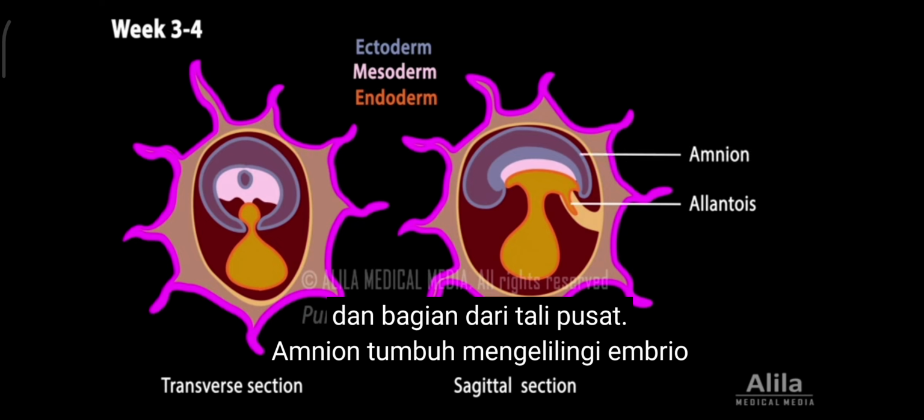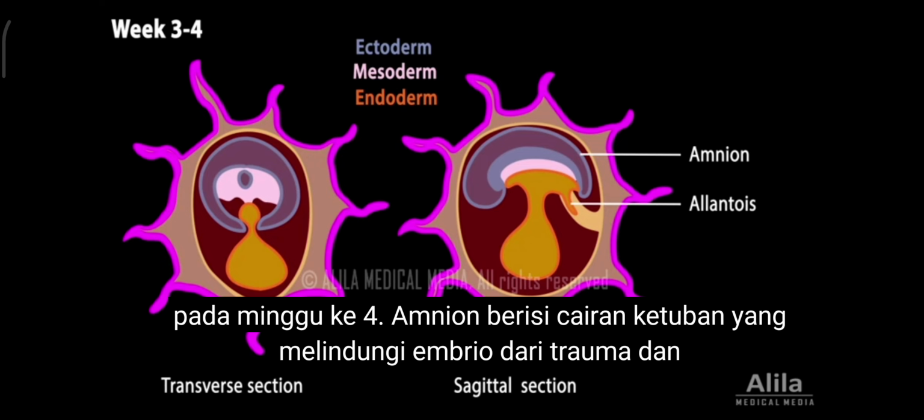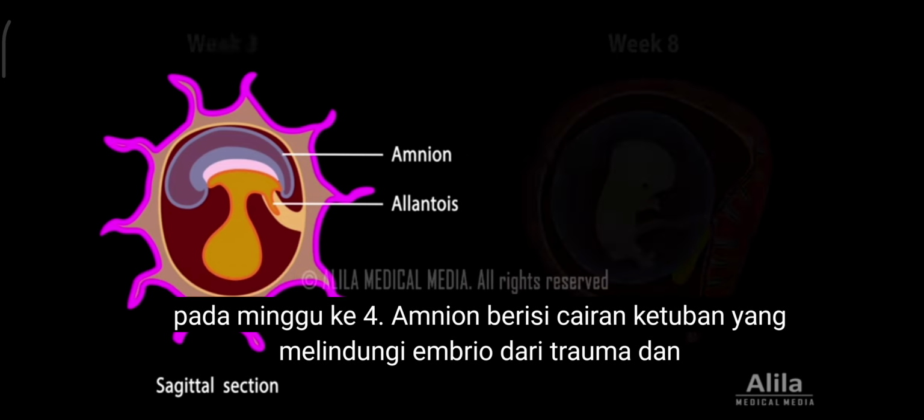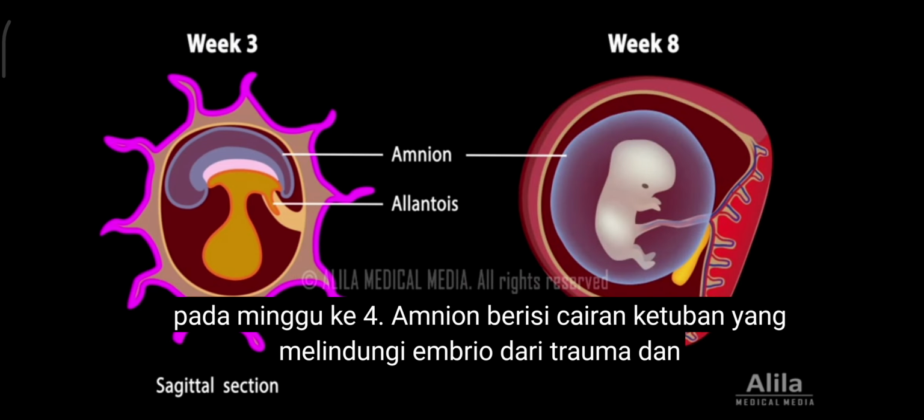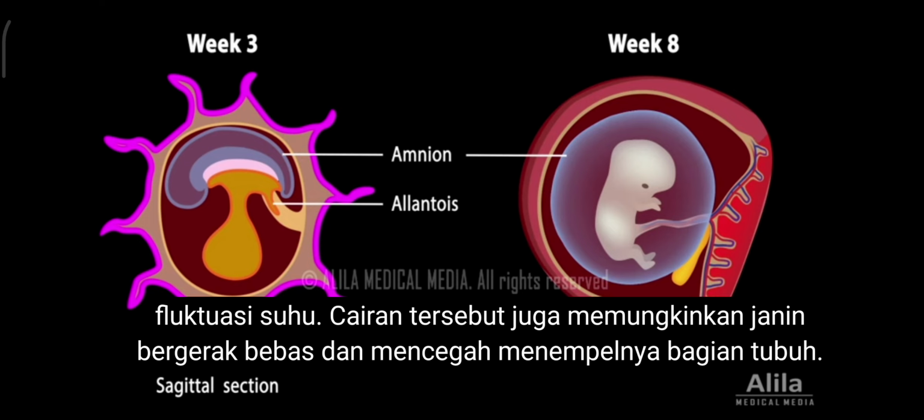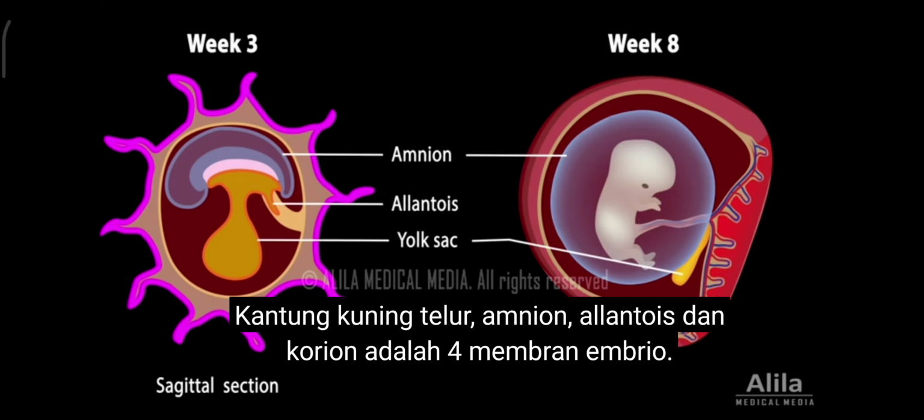The amnion grows to surround the embryo by week 4. It is filled with amniotic fluid, which protects the embryo from trauma and temperature fluctuations. The fluid also allows the fetus to move freely and prevent adhesion of body parts. The yolk sac, amnion, allantois, and chorion are the 4 embryonic membranes.